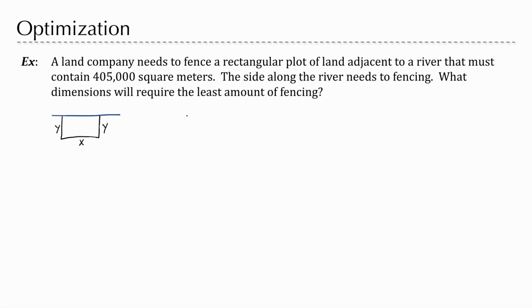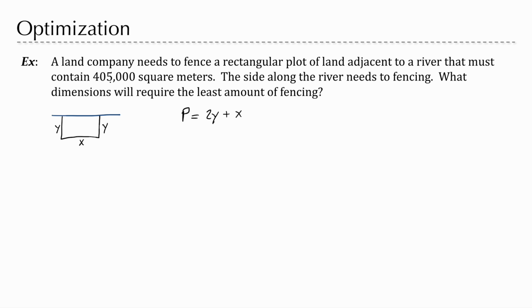So our primary objective is to minimize that amount of fencing, or in other words, perimeter. So I'm just going to call that P for perimeter. And looking at the situation here, I basically have two Ys and one measurement X. That's going to make up the amount of fencing needed to fence this in, since again, we have that river on that one side.